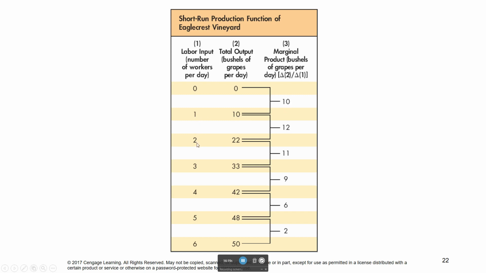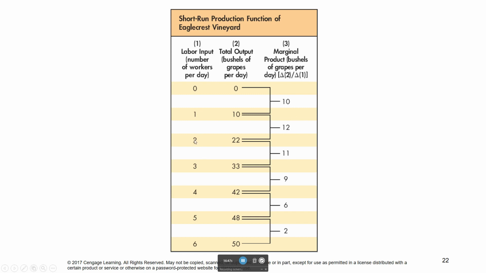Then we hire a second worker at the vineyard. We had 10, now we have 22 bushels per day. We gained 12 bushels by hiring him. His marginal product is 12 compared to the first worker who's 10. So here the law of diminishing returns has not kicked in yet, because as we increase the number of workers, we're increasing their marginal product.